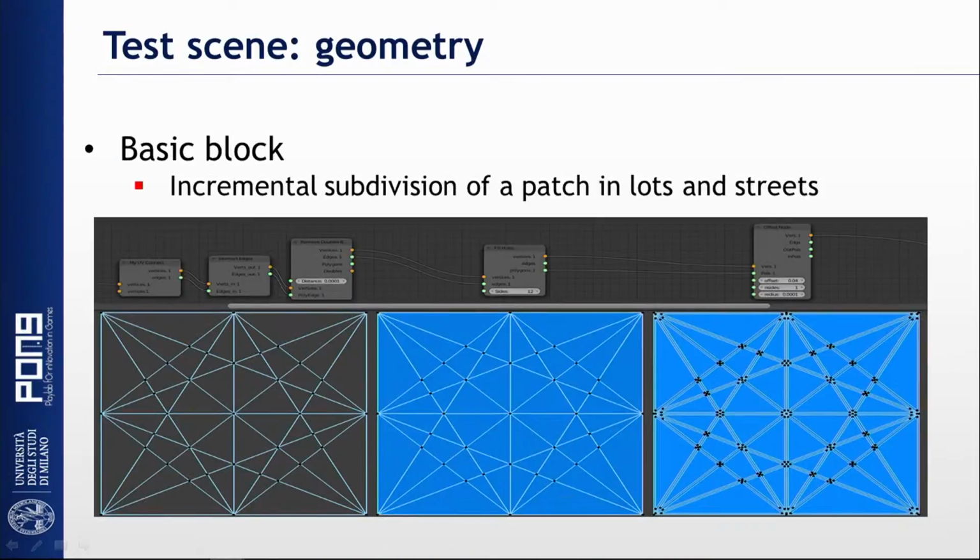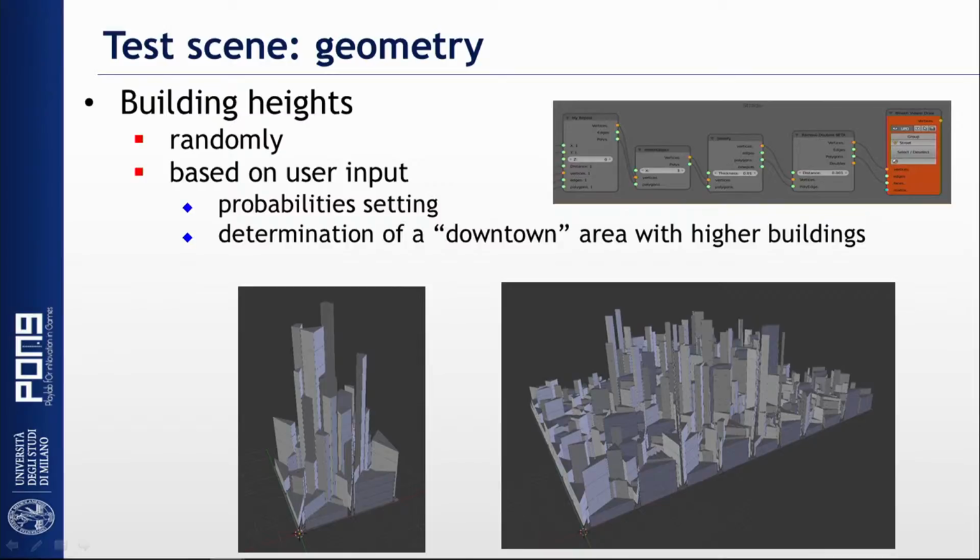So I will not go into the details of the construction of the geometry because it's not the topic of the paper, but simply we start with a patch. We subdivide it with some scheme ruled by some parameters, in this case some sort of diamond-based shape to build streets and lots. And then for each lot, we calculate the height of the buildings, mainly randomly, but there are some parameters that the user can set. And with many blocks, you can create a city.